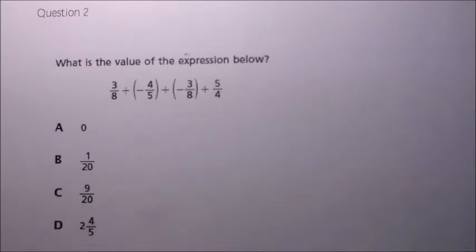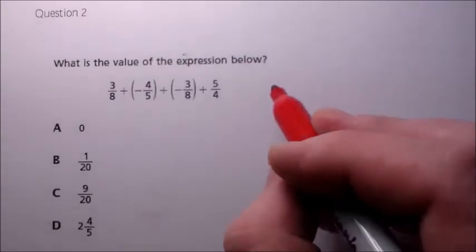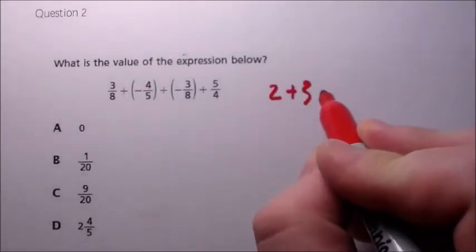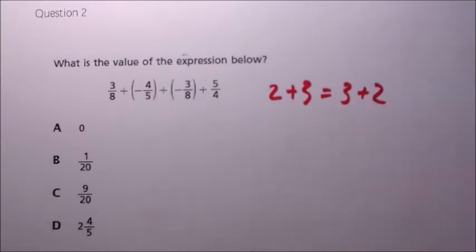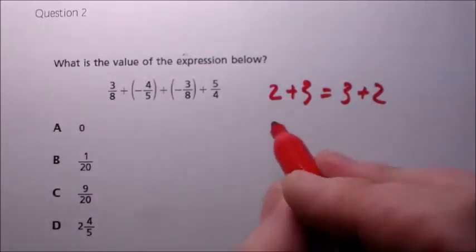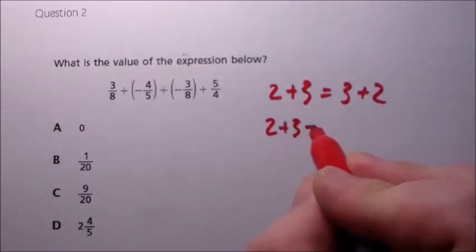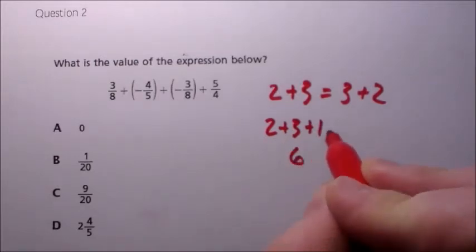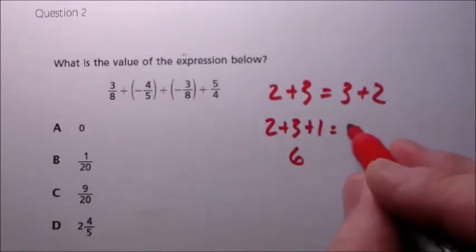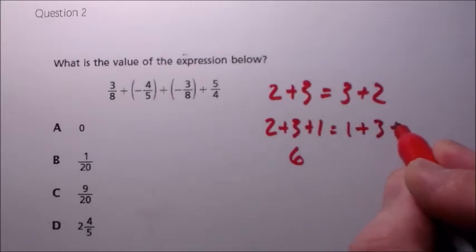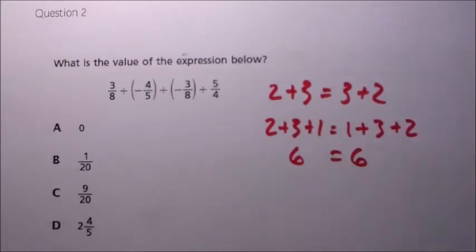You can use the commutative property of addition to add numbers in any different order. Remember, that's the property of addition that says 2 plus 3 equals 3 plus 2. It doesn't matter what order you add numbers in. So 2 plus 3 plus 1, that's going to equal 6. And you can add them in any order. So that equals 1 plus 3 plus 2. It's still going to equal 6.